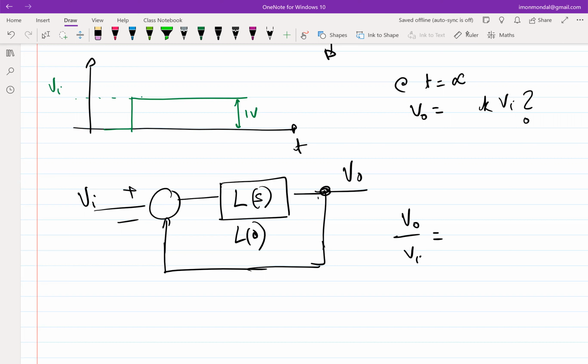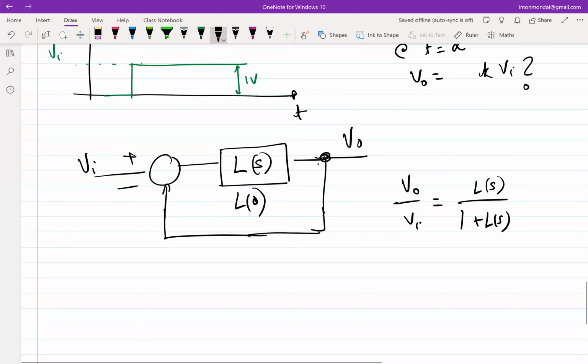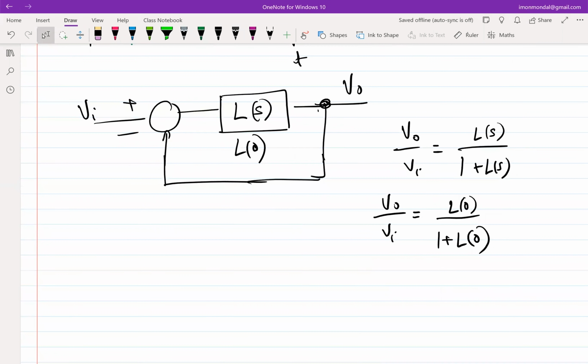L by 1 by L, right? LS by 1 by L. And when you are talking about DC input, your V0 over Vi is L of 0 by 1 plus L of 0. Okay. So which means at steady state, what is the error? Ideally, L of 0 has to be, what is the ideal thing that you are shooting for? Infinite, right? So ideally, L of S is an integrator.